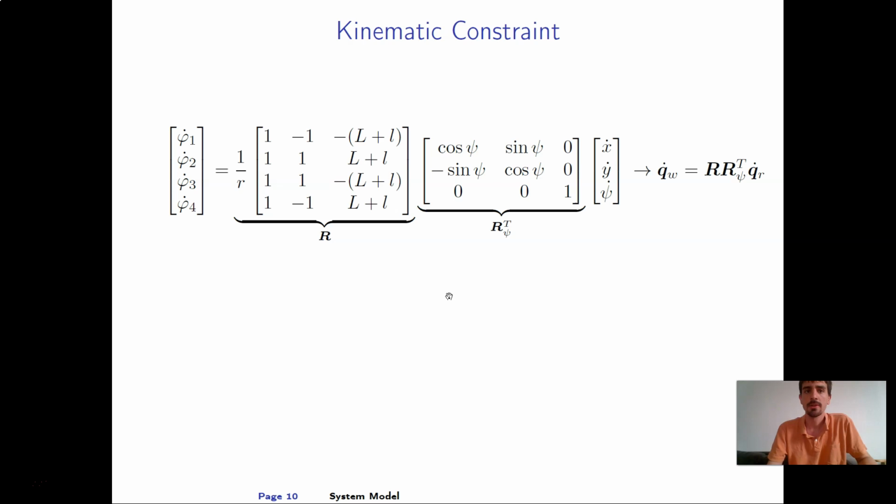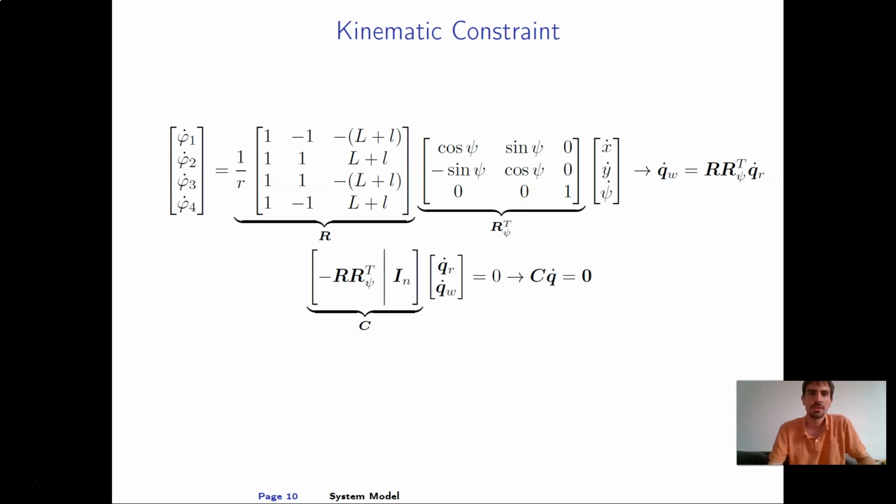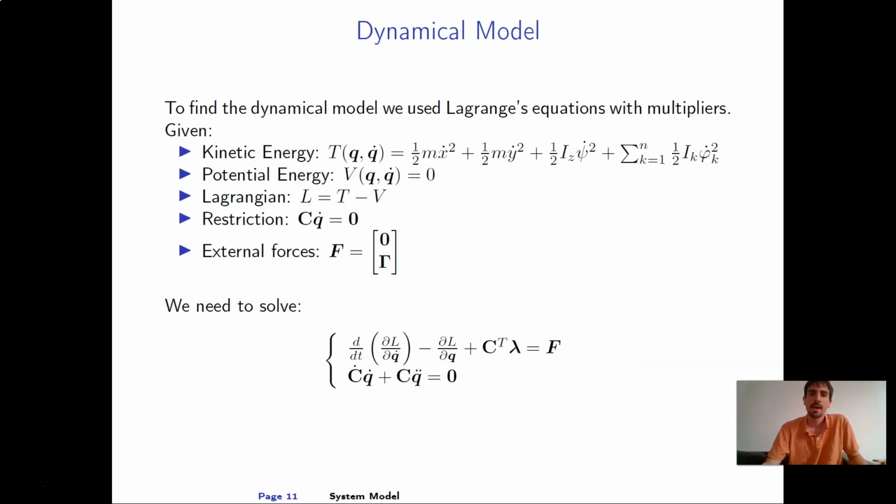Using the standard kinematic equations for omni-wheel robots, we get a constraint that relates the velocity of the wheels with the velocity of the robot, where R is a matrix which only depends on the robot dimensions, and R psi is a rotation matrix that depends on the orientation of the robot. This equation can be rewritten as a kinematic constraint on the full configuration vector. It can be shown that this constraint is not integrable into a constraint on Q only, so the robot is a non-holonomic system.